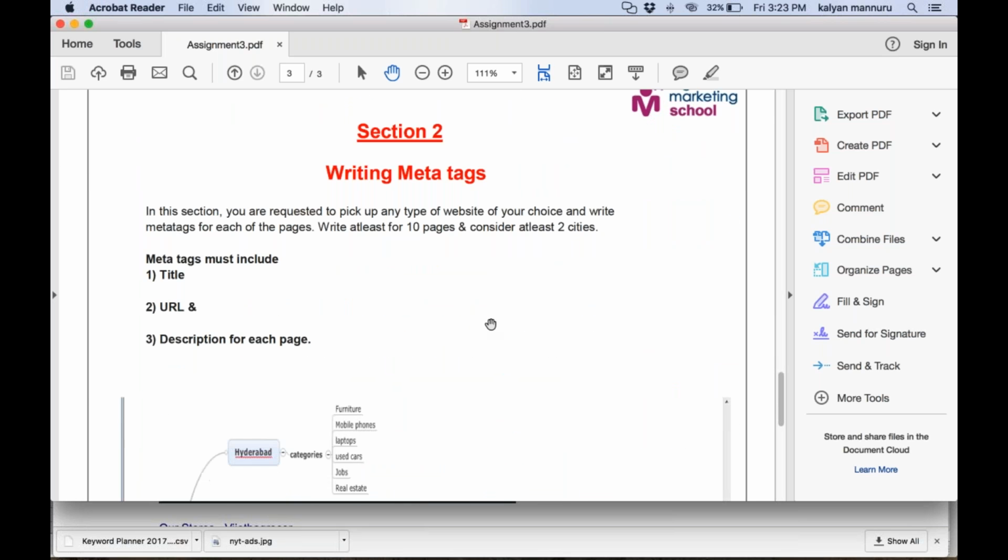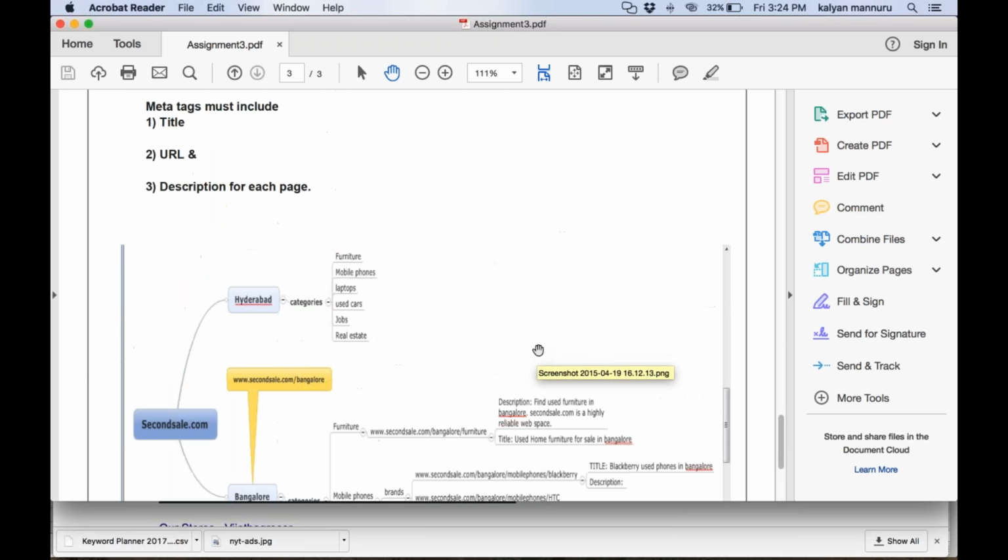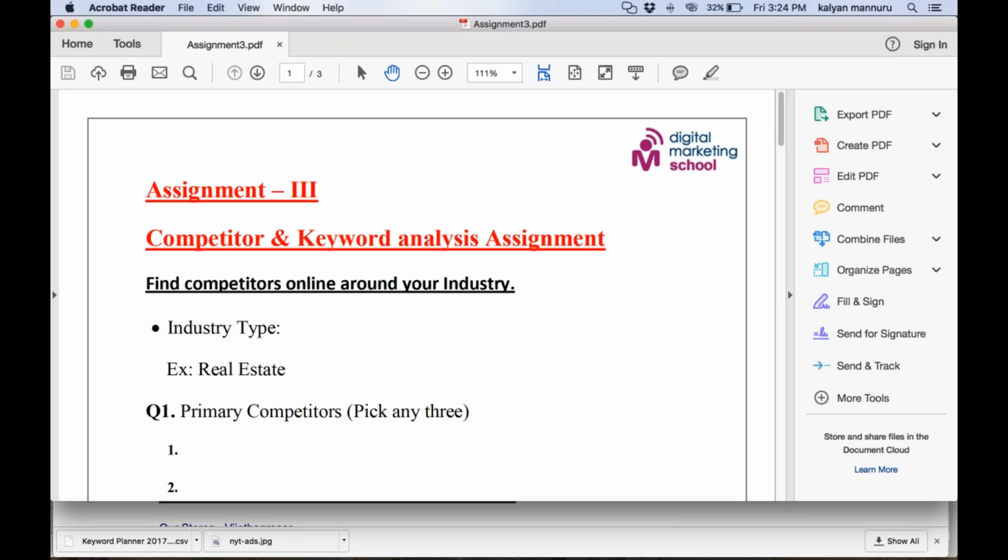And towards the end, you have writing meta tags for the business that you are picking up. Please do sections and categories. At least two categories you do. See, furniture, mobile phones, these are all categories. For each of the categories, try and write what is the URL, what is the description, and what is the title. I have mentioned examples right here. You can also follow it and try and submit it to us. Okay, this helps a lot.